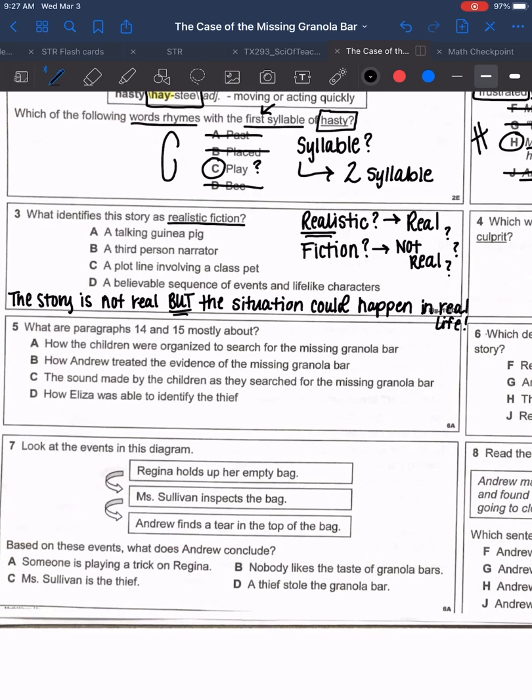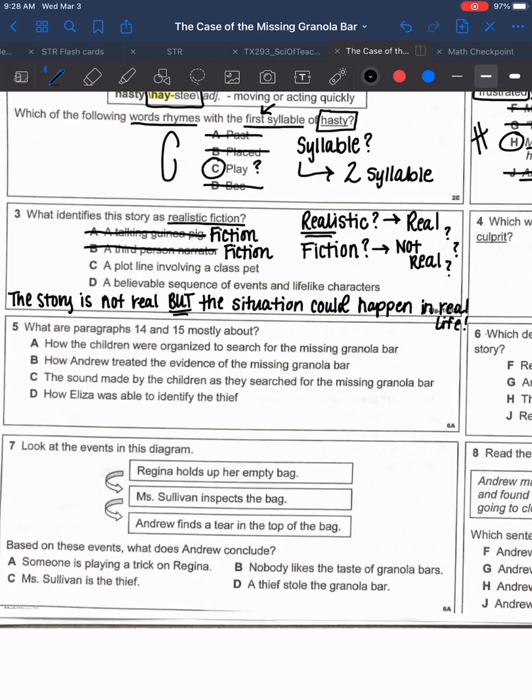So let's keep that in mind as we are looking through the answer choices. So we have a talking guinea pig. Well, a talking guinea pig, that's not real. So we know that that's something that's just fiction. So we're going to eliminate that one. Then we have B, a third-person narrator. Well, third-person narrators, we know third person means that the narrator is on the outside of the story telling the story, but they don't know how everyone feels. And there were a lot of instances in this story where we knew how someone felt.